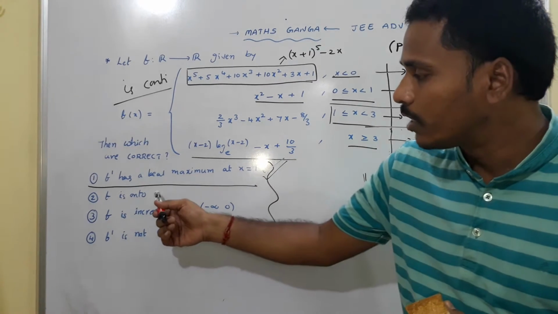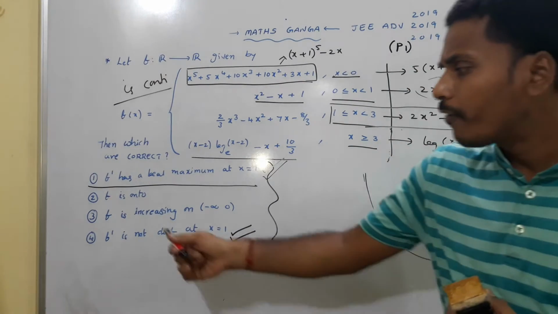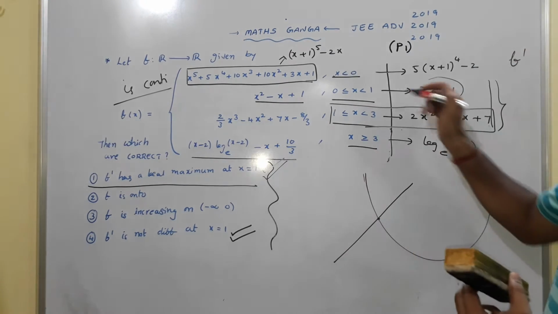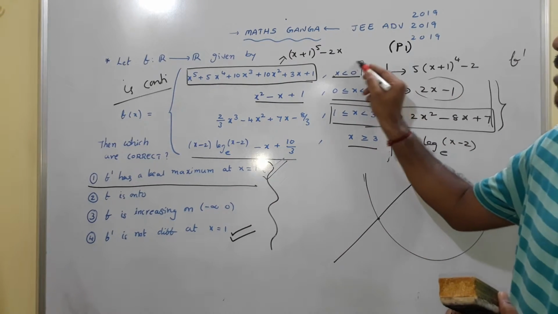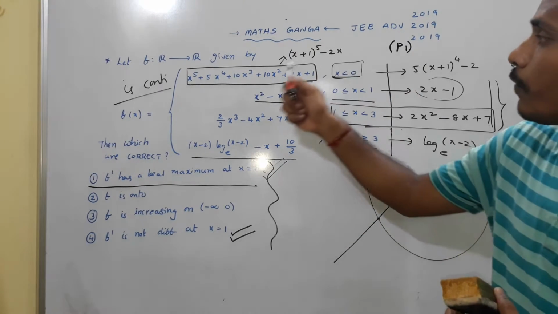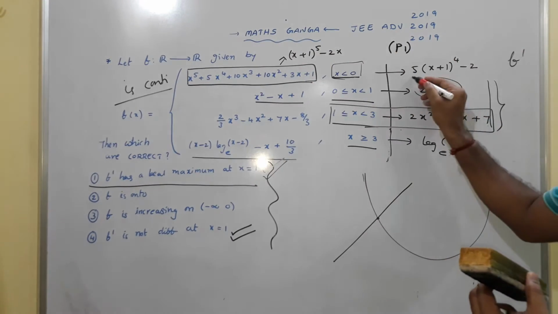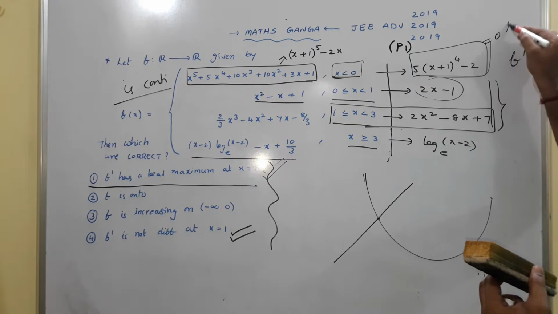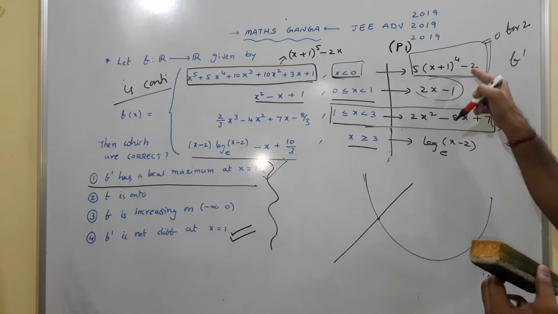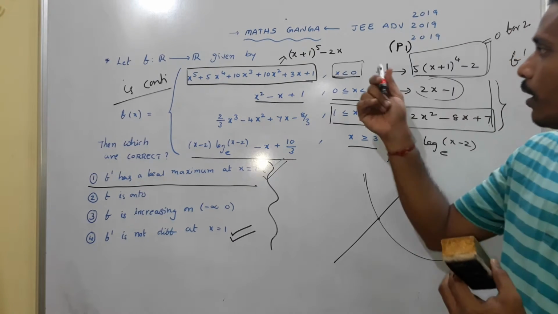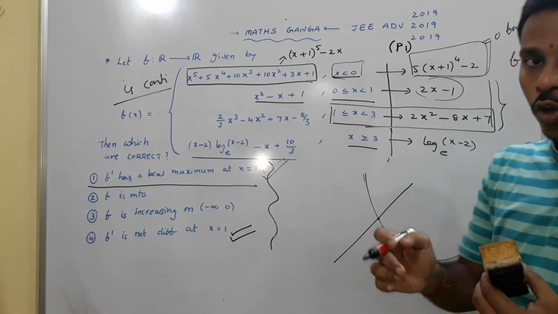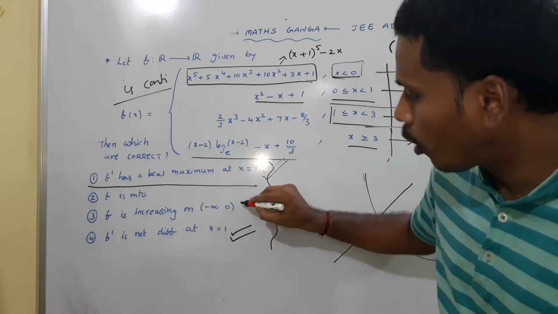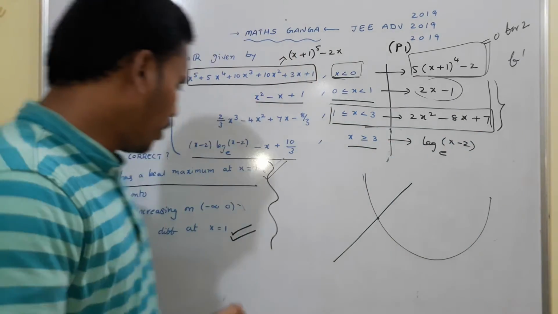Then we need to check options 2 and 3. F is increasing from minus infinity to 0. See whether it is continuously increasing or not in this region. Minus infinity to 0 means for x less than 0. In this region, if you observe the derivative of f, the derivative is this one. This derivative value is 0 for two values of x. If it is 0, then you will get two values of x in the region of x less than 0. So this function is not an increasing function. So this is not a correct option. So we don't have to select this option.